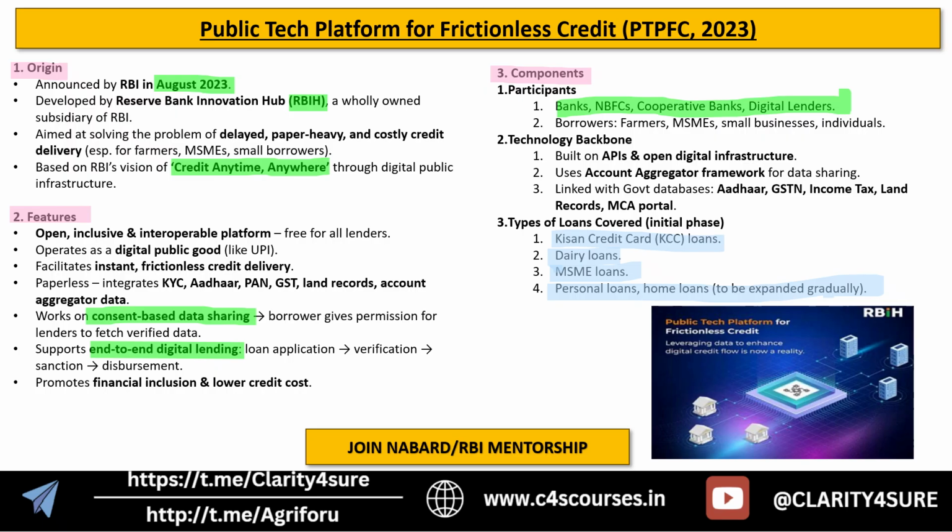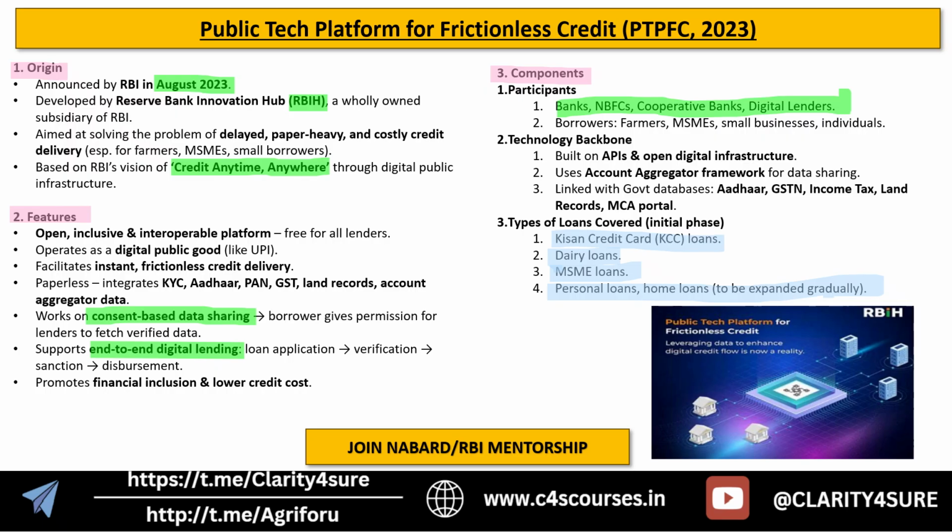What is important about this initiative is that it promotes financial inclusion and lowers the credit cost. And what are the components of this Public Tech Platform for Frictionless Credit? Participants: banks, NBFCs, cooperative banks, digital lenders, all can be participants. Who would be the borrowers? As I told you already, the borrowers would be the farmers, MSMEs, small businesses and individuals.